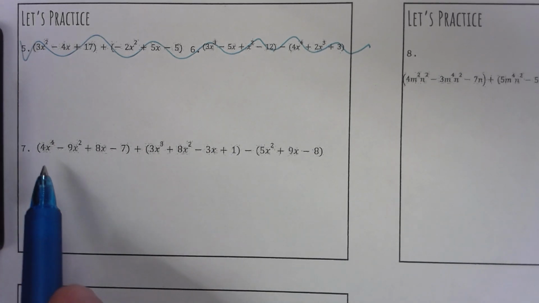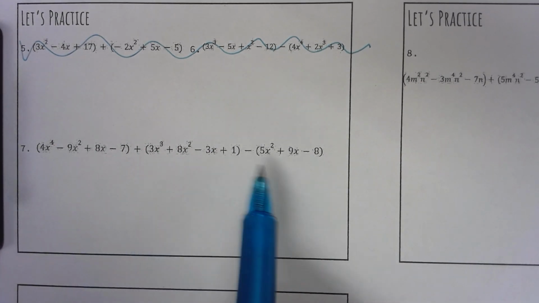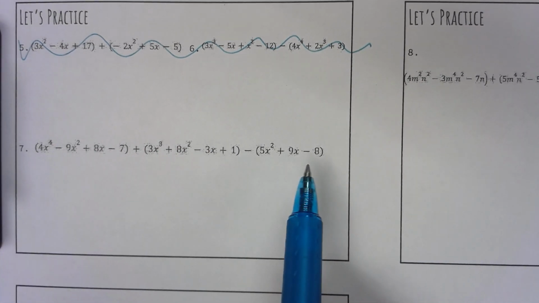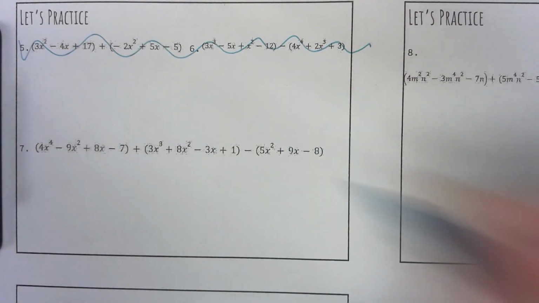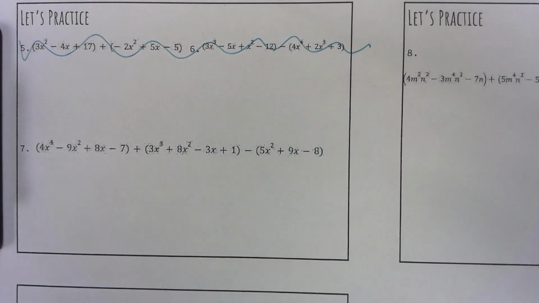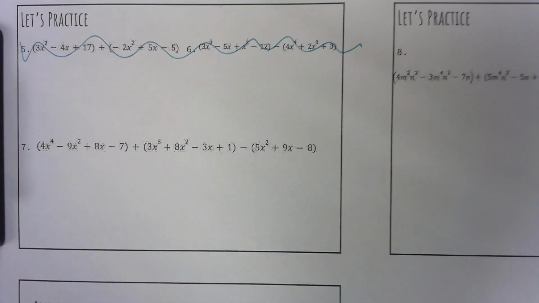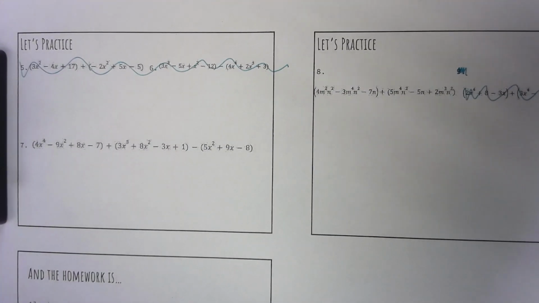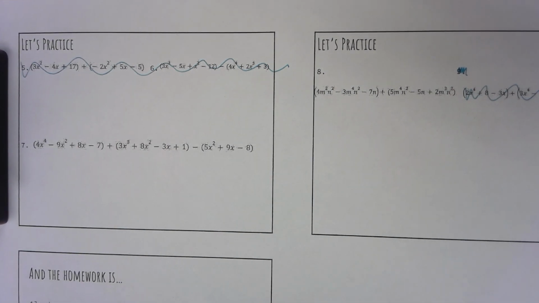I like 7 because, again, with 7 you need to decide: do these parentheses matter? Then does the second set of parentheses matter? And does the third set of parentheses matter? And again, how do we deal with that negative? So let's do 7 and 8. We'll skip 5, 6, and 9. So 7 and 8, do your very best with them. We'll check those, and then we'll get going on homework shortly after.